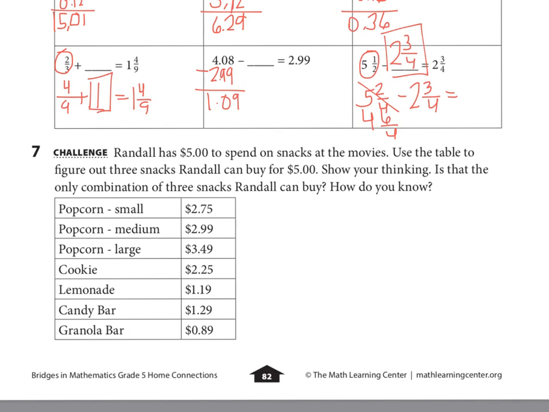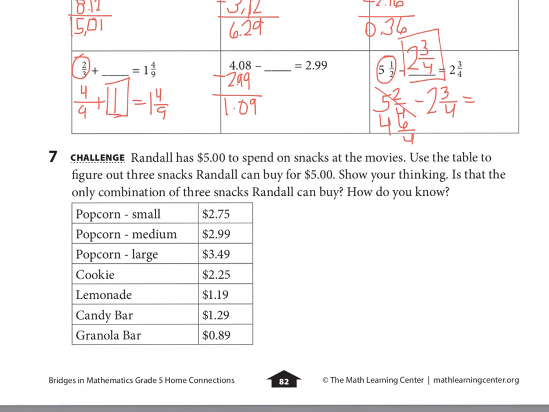One combination you could do is a cookie plus a lemonade plus a candy bar. Or another possible combination would be a cookie plus a lemonade plus a granola bar. So lots of different combinations. And how do you know? Well, you know by adding your different items you purchased from the snack bar and subtracting that from $5 to see if you have enough money.